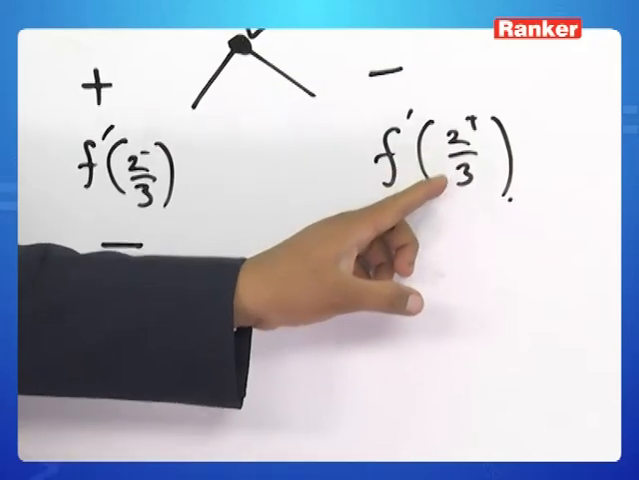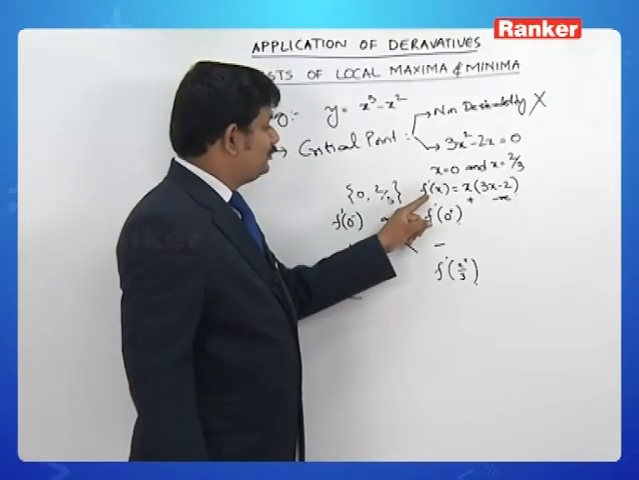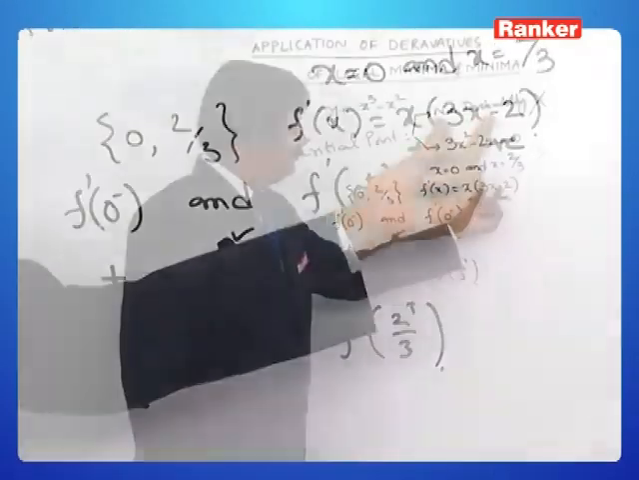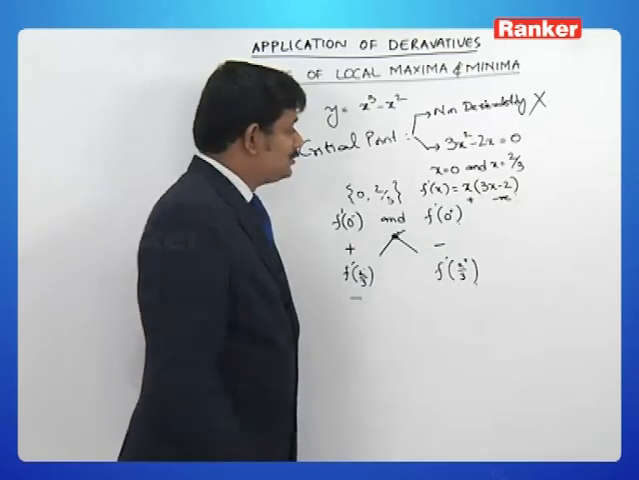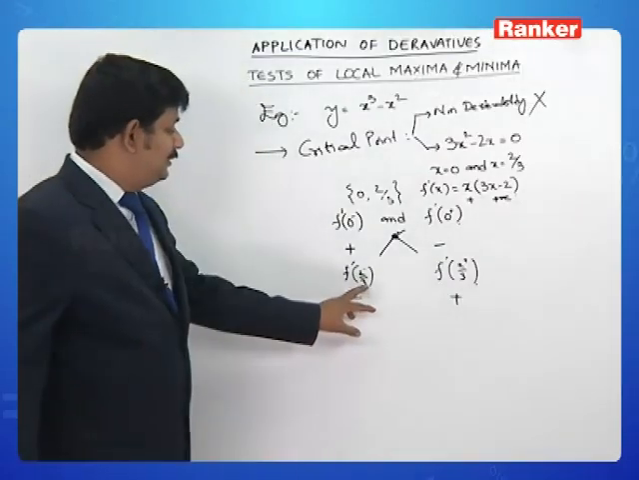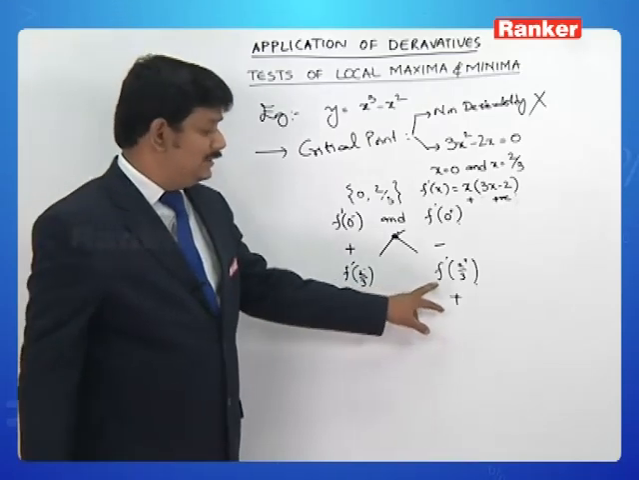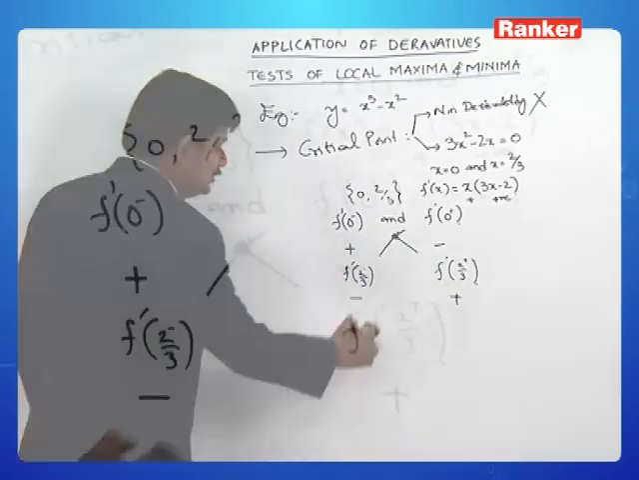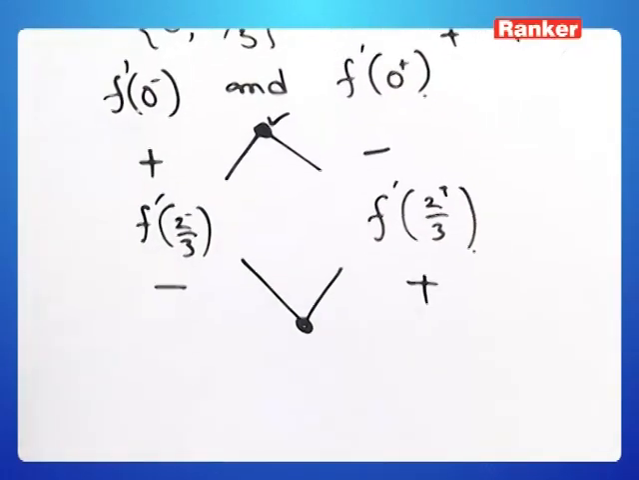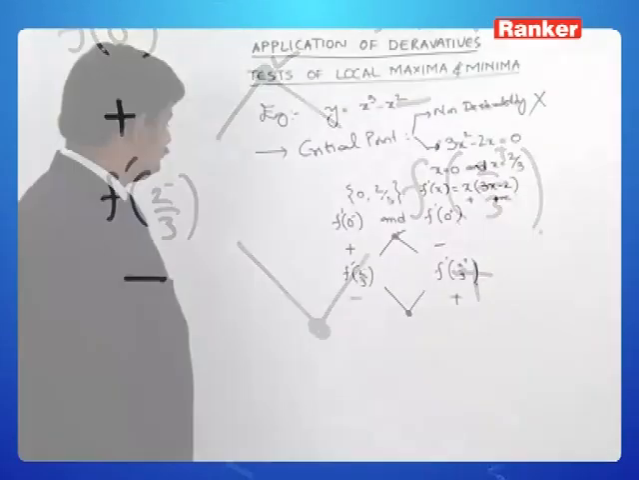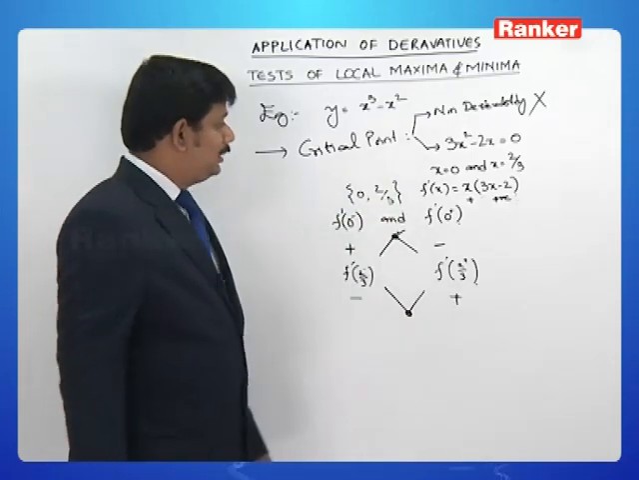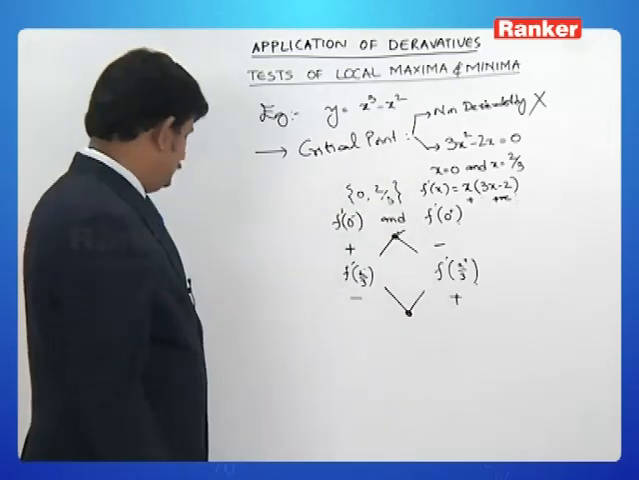Let us look at f dash of 2 by 3 plus. When x is close to 2 by 3, x is positive. X is more than 2 by 3, so 3x minus 2 is also positive, so their product is positive. We can see the derivative to the left hand side is negative, the derivative to the right hand side is positive. So one is negative, the other is positive, and this qualifies to be a point of minima. So we have for this function a local maximum at x equal to 0 and a local minimum at x equal to 2 by 3.